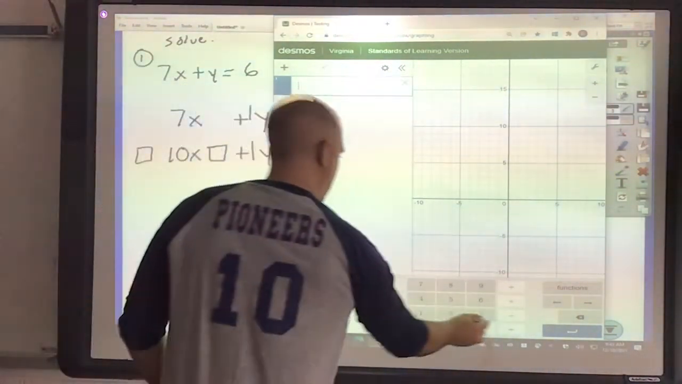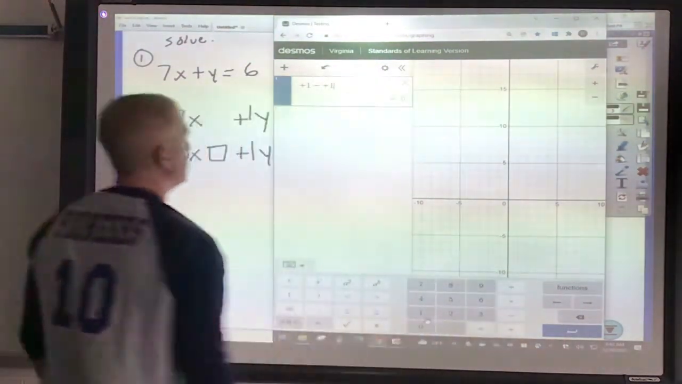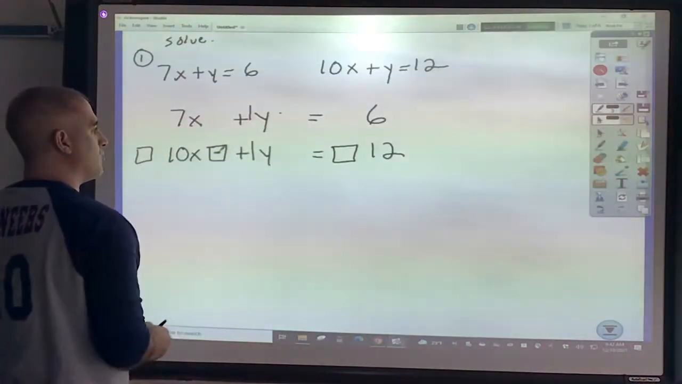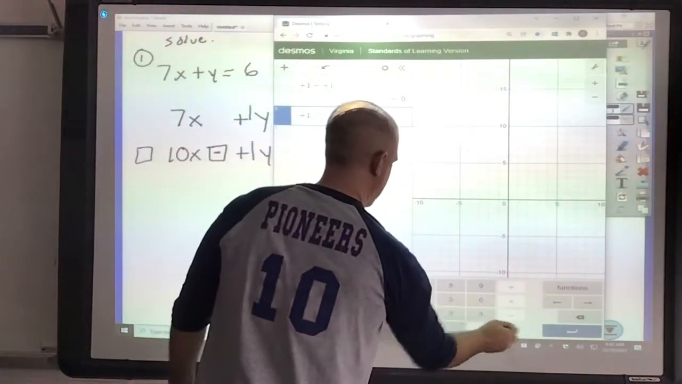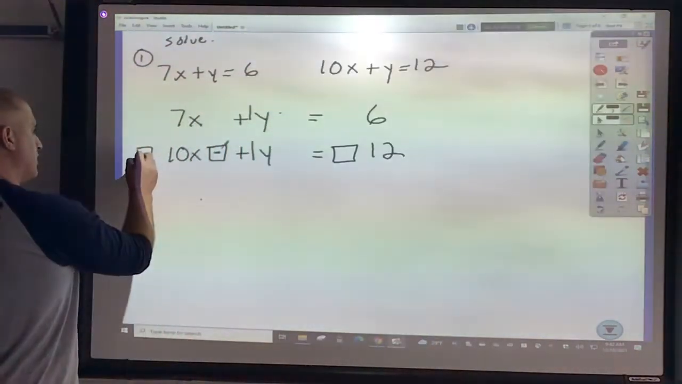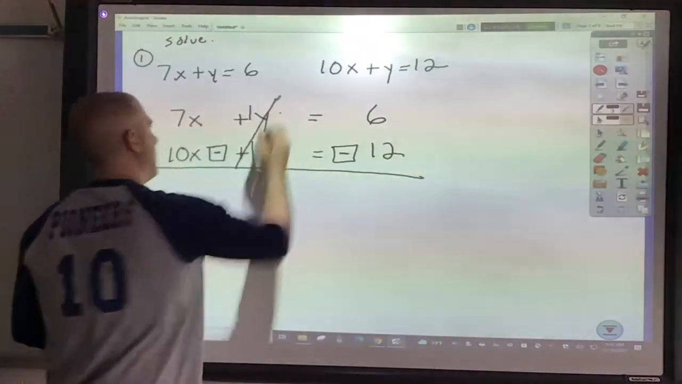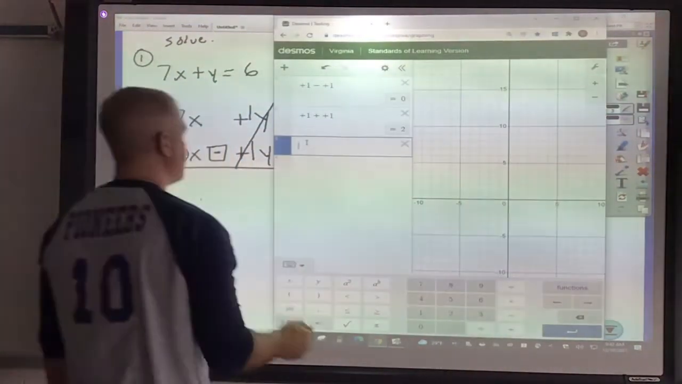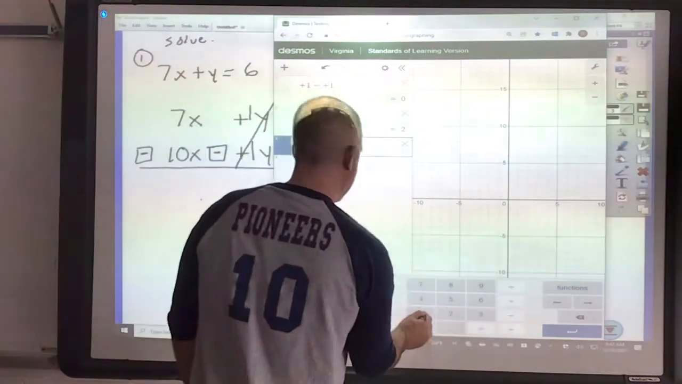So if I do positive 1 minus positive 1, does that go away? Yes. So that operation of minus worked. Let me show you if I would have done positive 1 plus positive 1. That doesn't go away, so that's the wrong operation. So I just do minus and minus. I know this goes away. Then I'm going to figure out what this is. That's going to be 7.